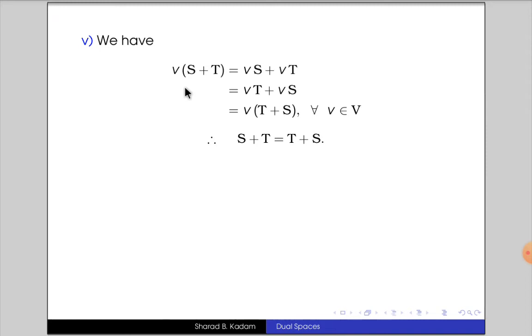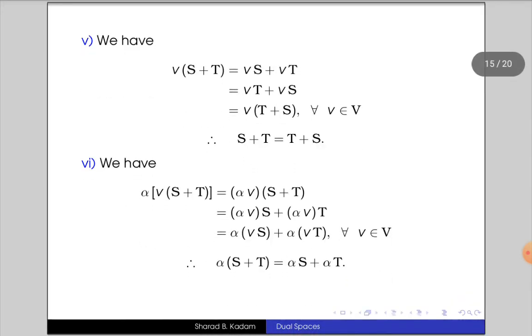Next we have commutative property with respect to addition. So we consider v to be an arbitrary element in the vector space V. Then we have (S plus T)(v) equals S(v) plus T(v). Here S(v) and T(v) both are elements in the vector space W, so their addition is also commutative. So this equals T(v) plus S(v), which is again (T plus S)(v). So we have shown that S plus T equals T plus S. That means vector addition is commutative.